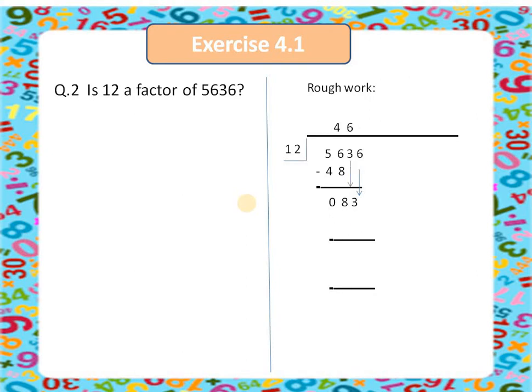Afterwards 12 6s are 72. Subtract it. You will get 11 as remainder. Write down 6. Bring down 6 and our new dividend is 116. 12 9s are 108. It will not be able to divide completely. So remainder is left, that is 8. So quotient we have got 469. Remainder we are going to write 8. The answer is no. 12 is not a factor of 5636.